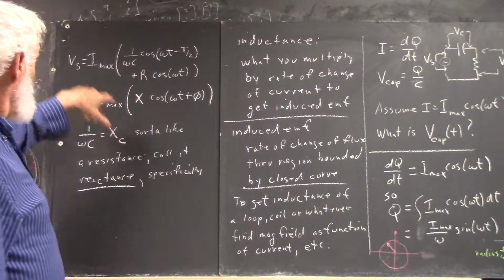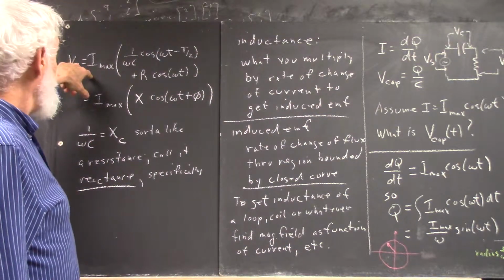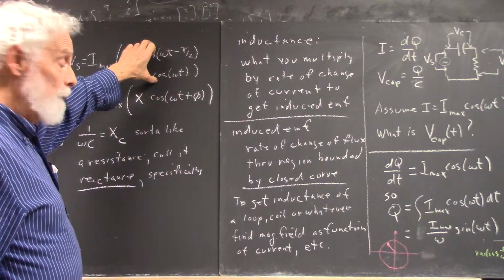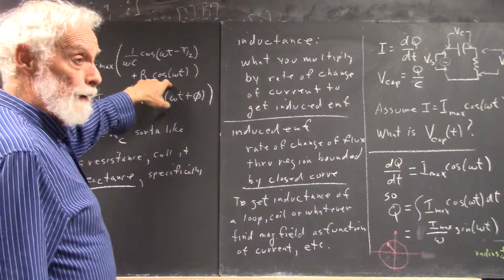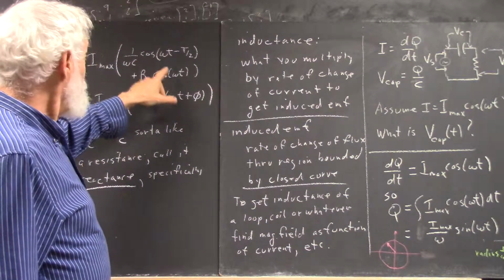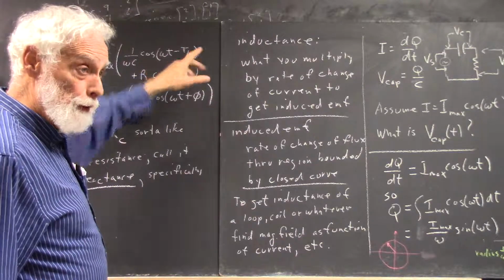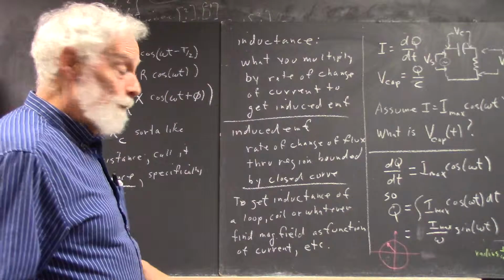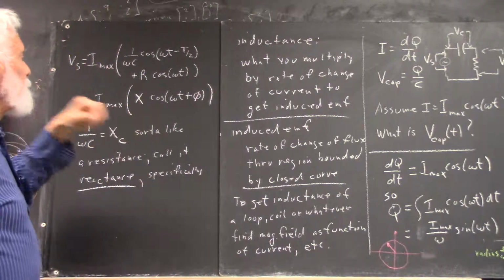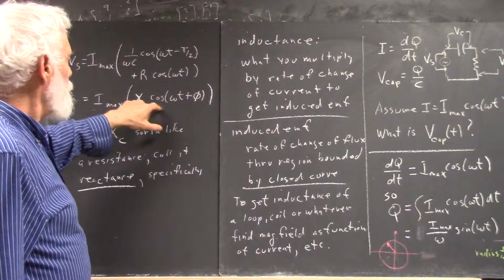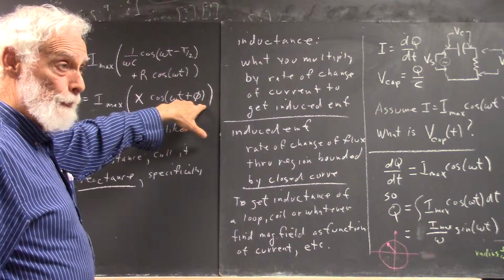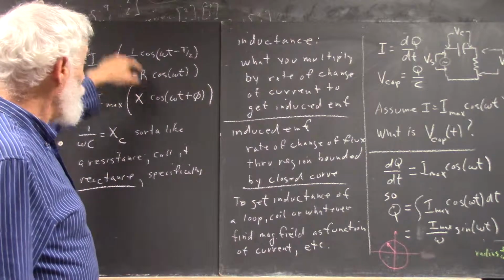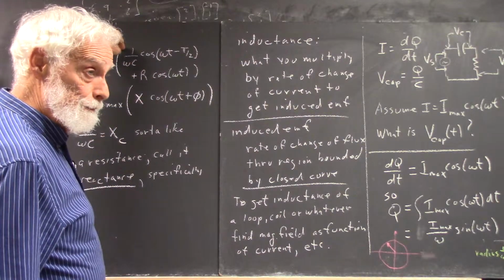Okay, so what we have is the voltage of the source is I max times all this stuff. Well, I can combine these and add these if I know what the cosine of omega t minus pi over 2 is in terms of sines and cosines of pi over 2 and omega t. I can easily combine these into some multiple of the cosine of omega t plus phi, where phi depends on the relative magnitude of r and 1 over omega c.